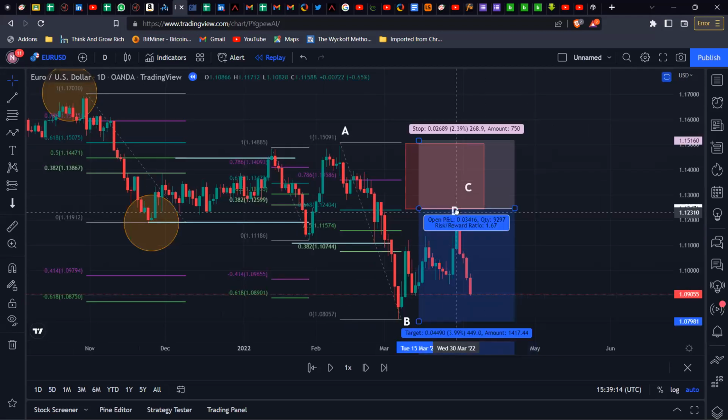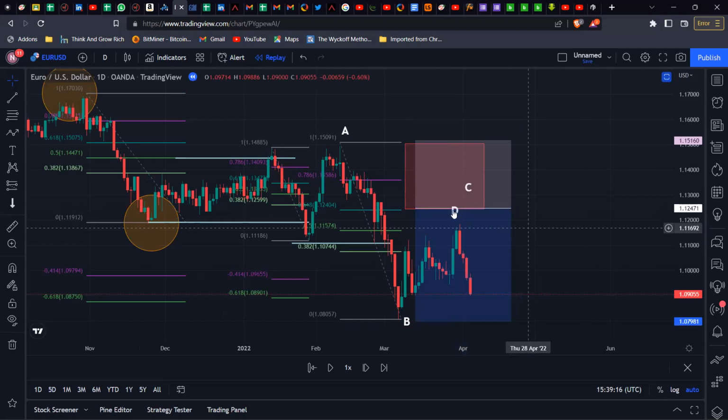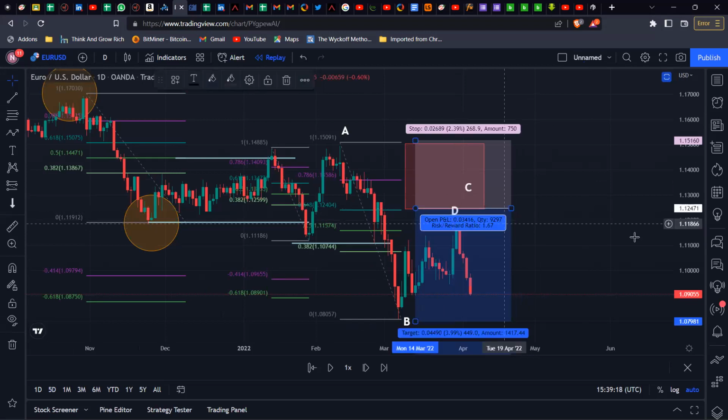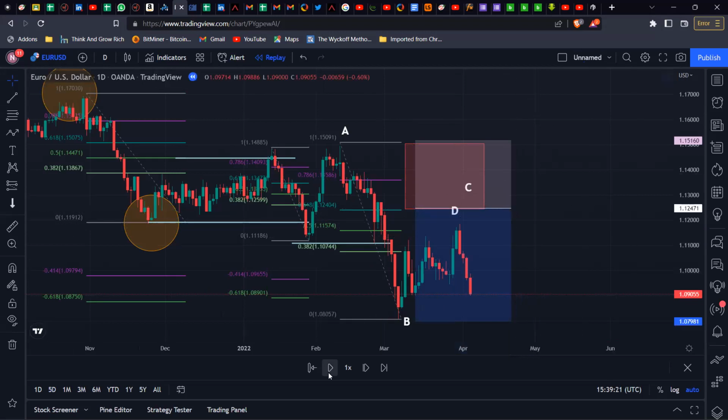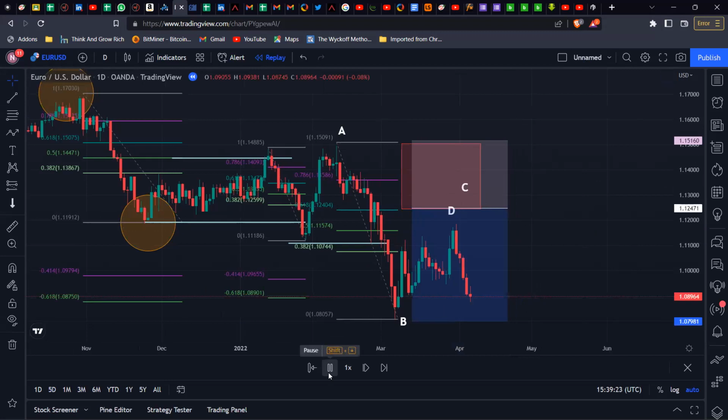Why is this so hard? So you get the drill, Jerry. Let's not waste time. And we're looking for price to give us a D, right? But in this case, let's see if it gives us an entry. I don't think it does.